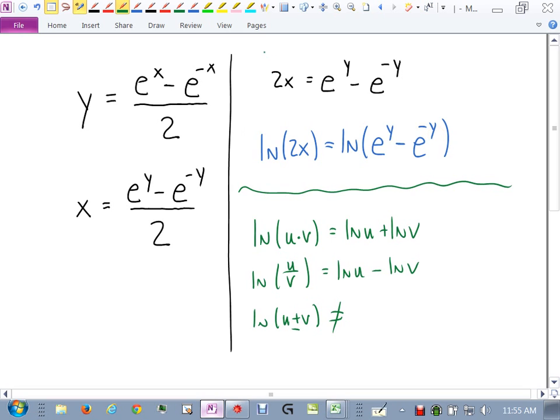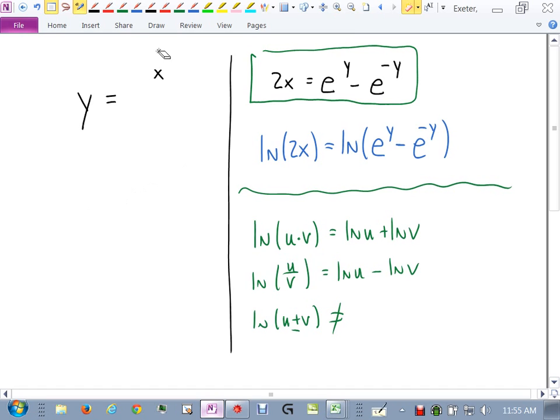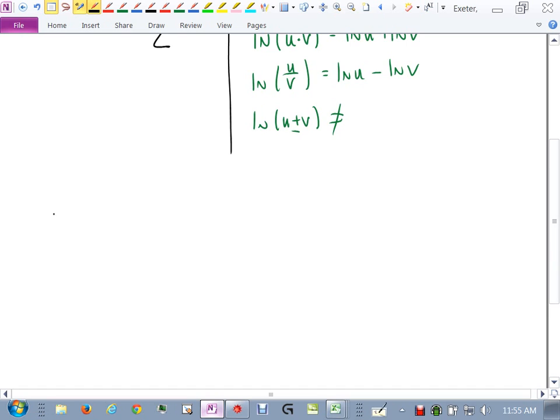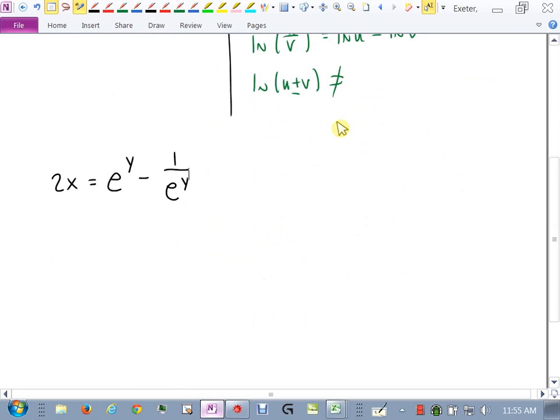All right, so back to this. Well, you know what? I don't like erasing stuff. I'll just go down here. I'm at 2x equals e to the y minus 1 over e to the y. Is that correct? Isn't that what that means? Okay.